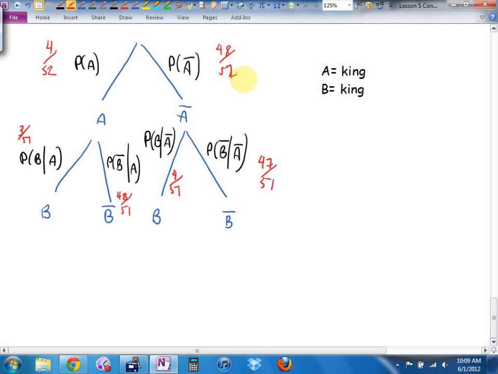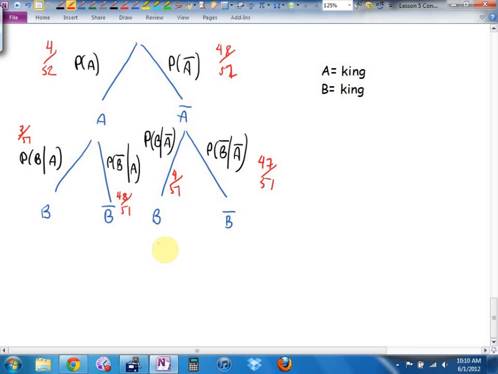I would have double checked because I would have made sure they added to 1. So if I said to you, what's the probability of a second king given that the first king has occurred, you would say 3 out of 51. What's the probability of not getting a second king given that you know that you already got a king? 48 out of 51.